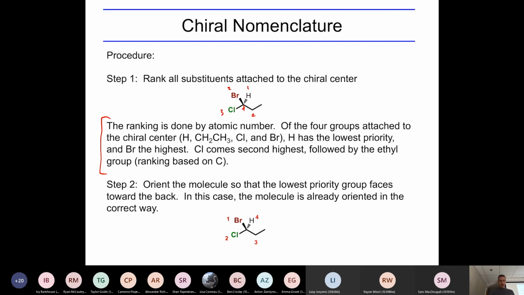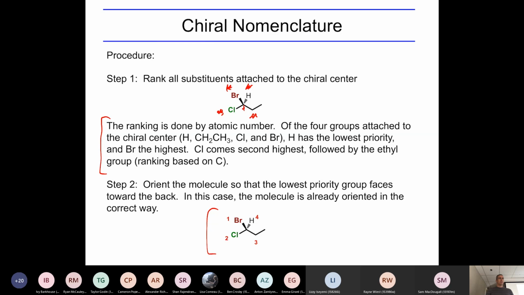So right away, if you see a chiral center and there's a hydrogen on there, the hydrogen is going to get the lowest rank. So in this case, it's pretty straightforward. Bromine gets the first rank because it has the biggest atomic number, followed by chlorine, followed by carbon, followed by hydrogen. And so the numbers that you see written in red on the bottom of the screen are the ranks of all of the atoms that are attached to this chiral center.